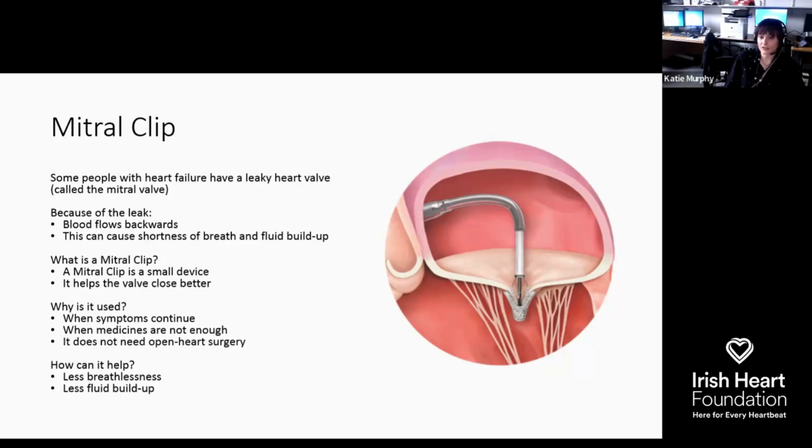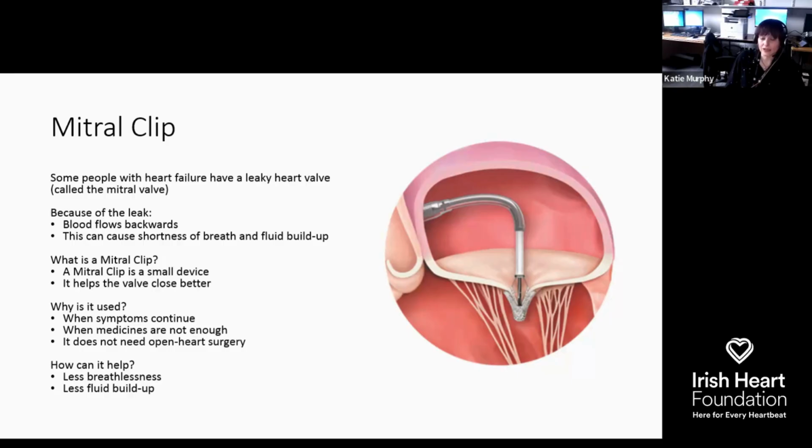And that causes blood to leak back into your lungs, which can make you feel very short of breath and can also make you build up fluid because that blood is not going back to your kidneys to be filtered out. A mitral clip is a very small device that you can see a picture of here that helps the valve to close better. So it clips two parts of the valve together, and sometimes you might need more than one clip, and basically helps to reduce that leakage.